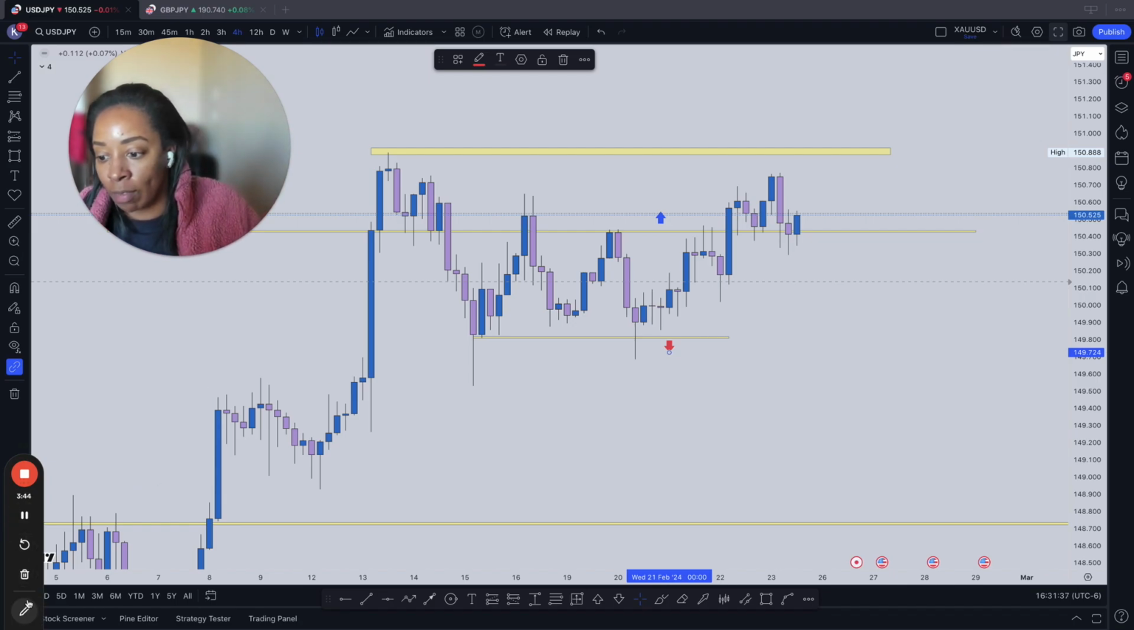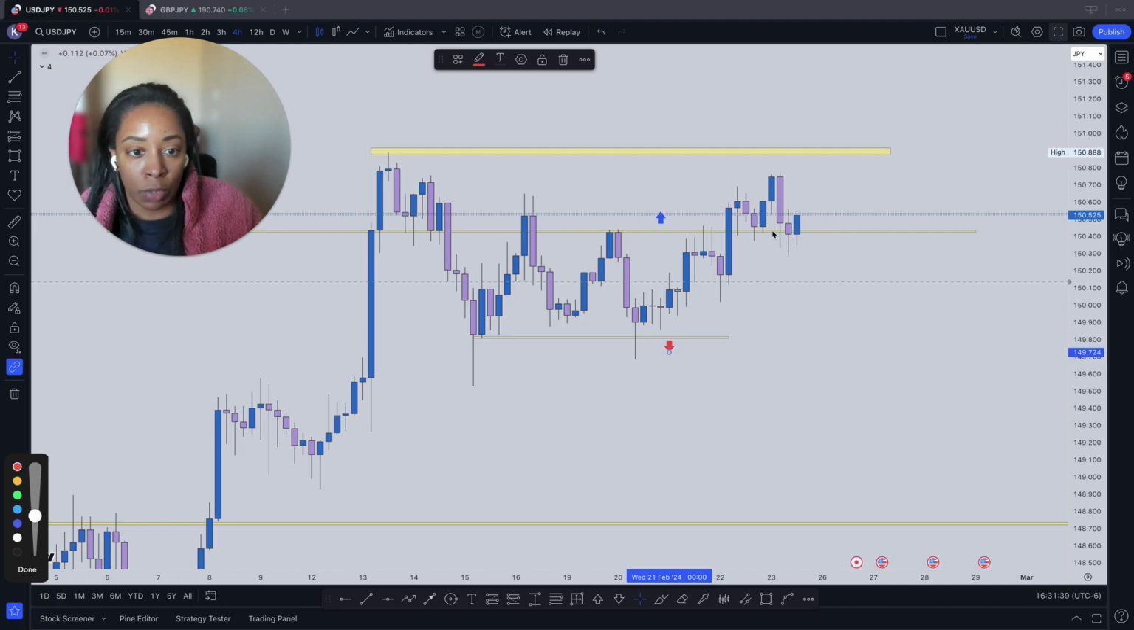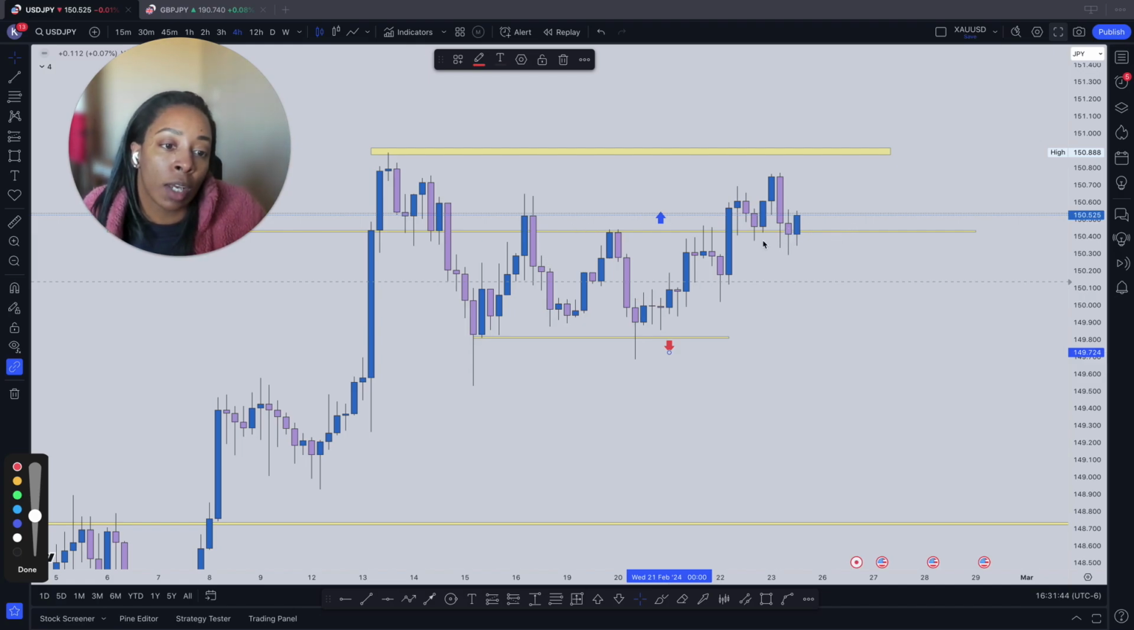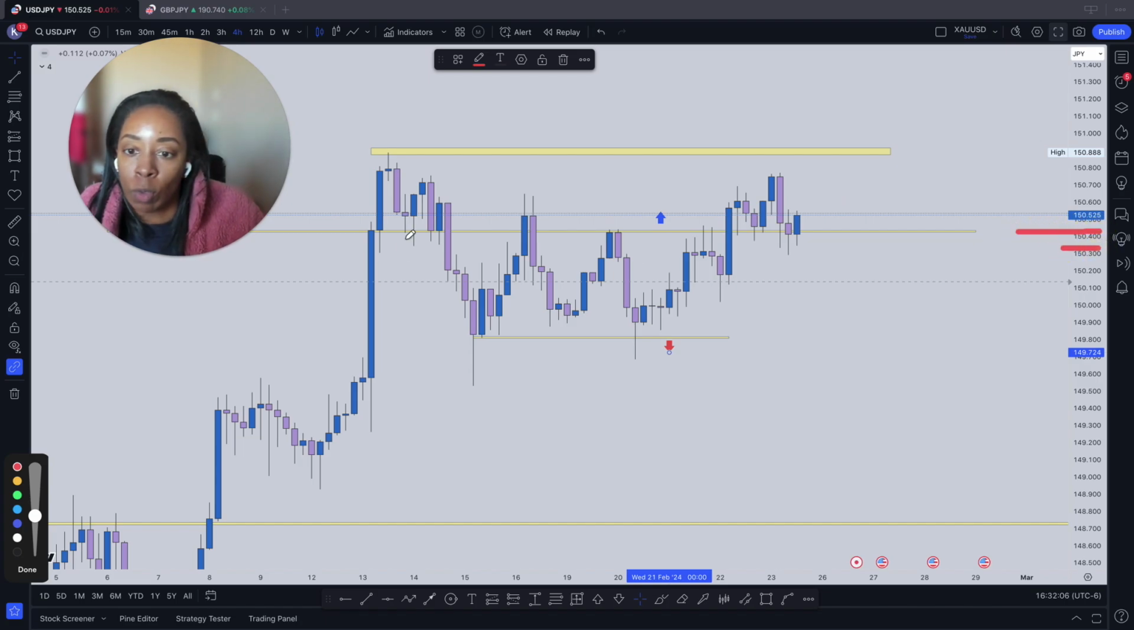Oh, actually, one thing I forgot to mention that this may be confusing as well. The one reason why I drew this yellow line right here is because I have all this rejection right here. I have a resistance right here. I have a resistance right here. And I have these two candles that came up, but then price closed back below this level, which looks like the 150.400-ish level. We also have a support right here.